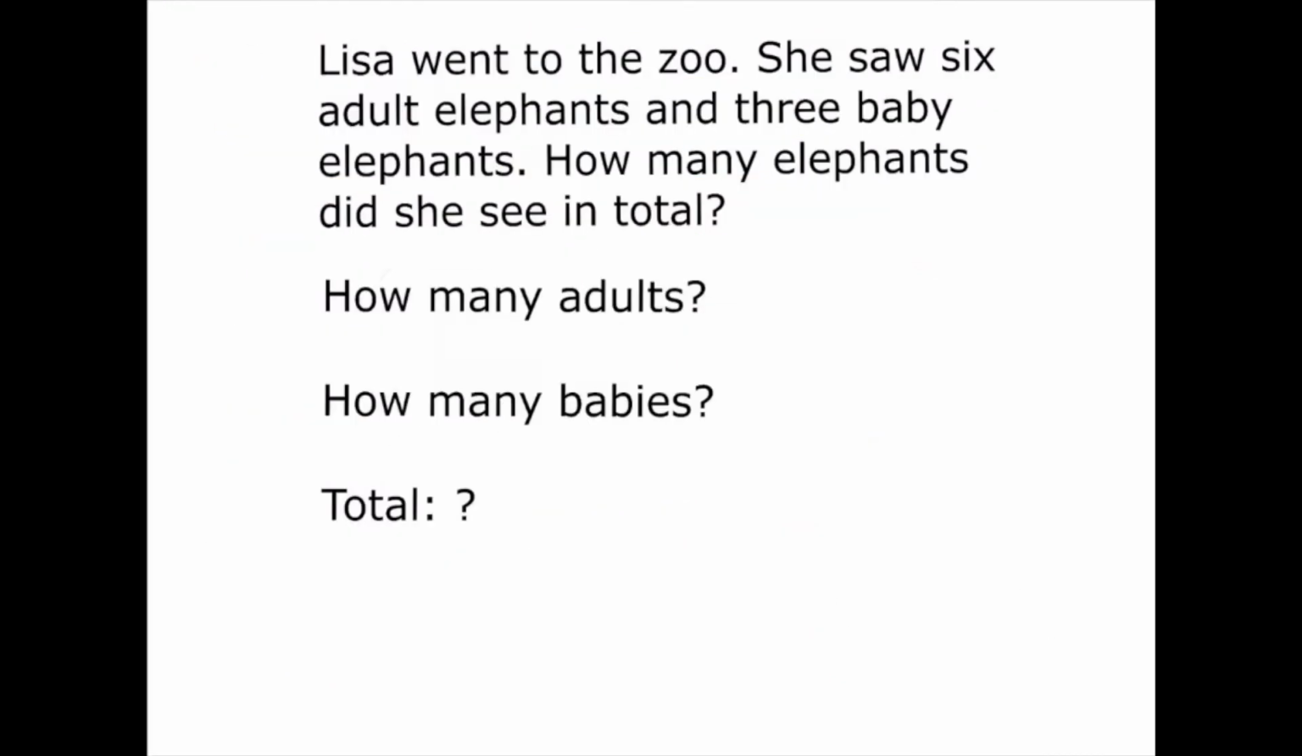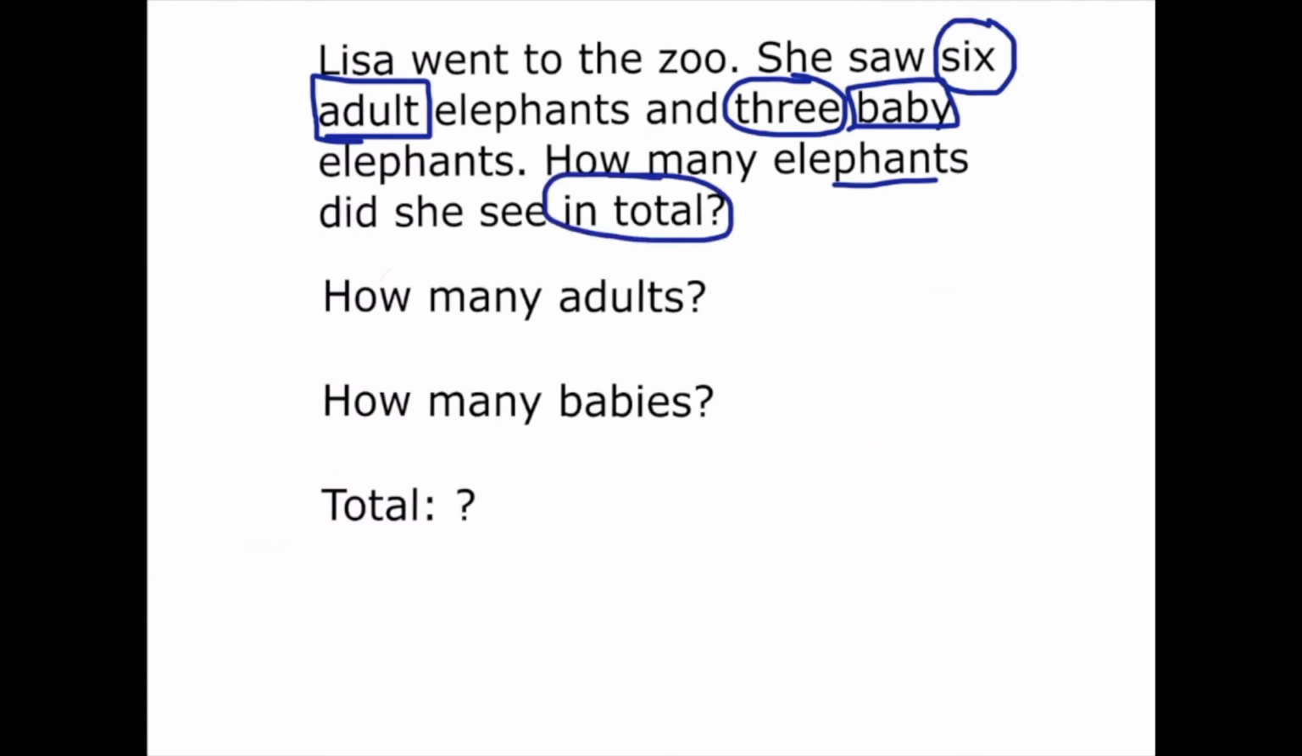Let's try and solve this next word problem. Lisa went to the zoo. She saw 6 adult elephants, so 6, and they are all adult, and 3 baby elephants. How many elephants did she see in total? So we're being asked to find the total again. So let's start by answering this question.